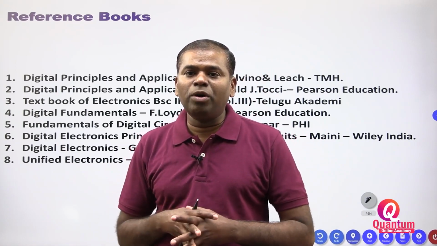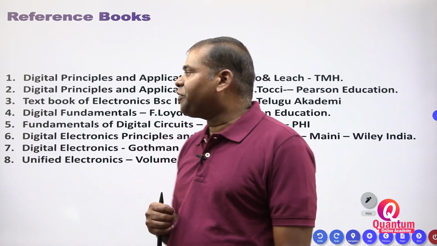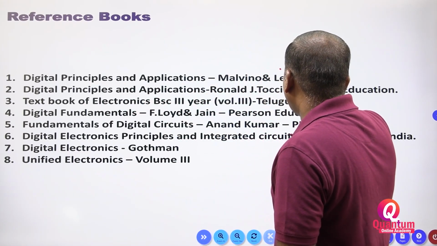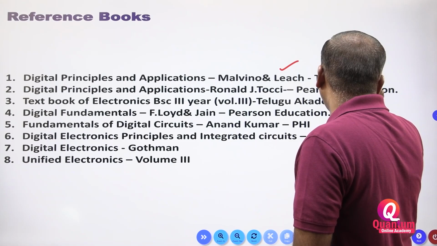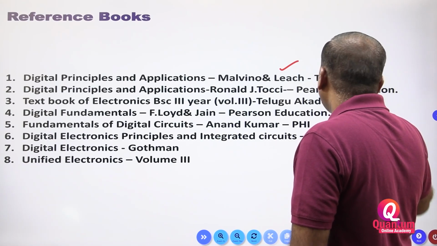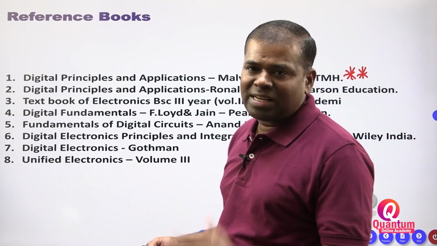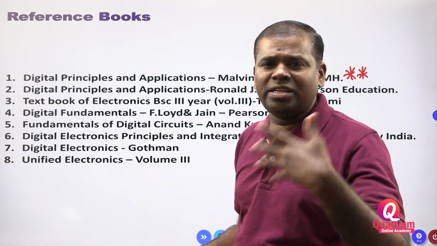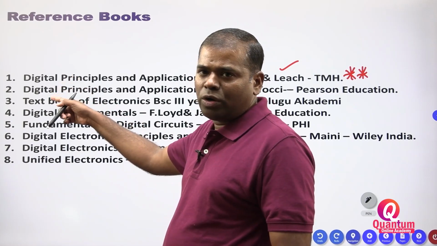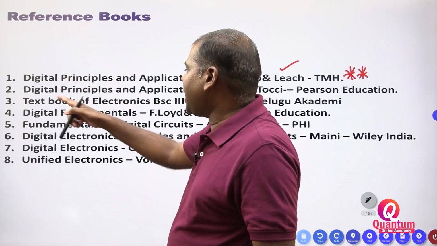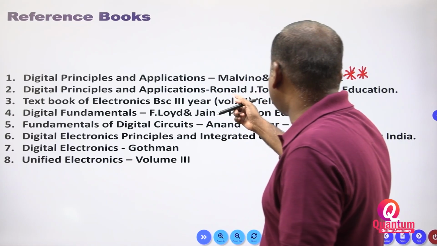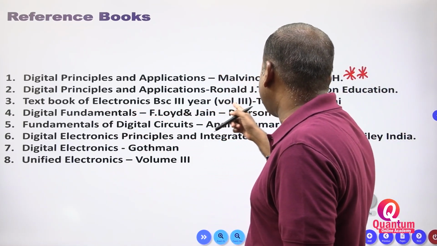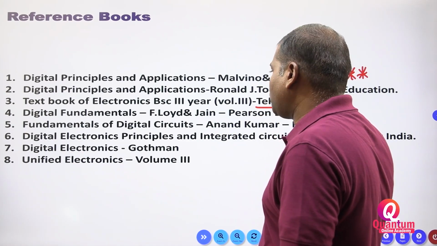What are the reference books to follow for the 8085 microprocessor? Digital Principles and Applications, for the first one, Malvino and Leach. This book is very, very important and costly only, but based on your teacher, the number systems and logic circuits are very easy. Any book you can follow, not necessary, but this book is very nice. Digital Principles and Applications, Ronald J. Tocci, Pearson edition. Textbook of Electronics, BSc 3, Telugu Academy also you have to follow.